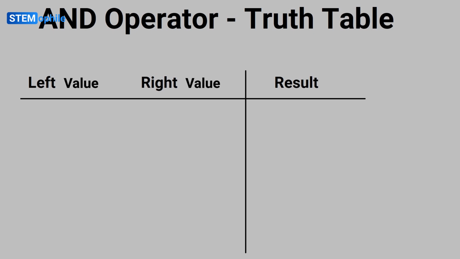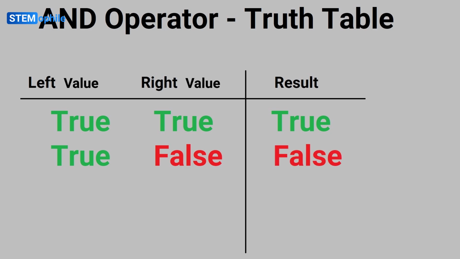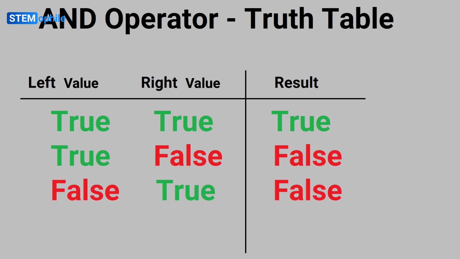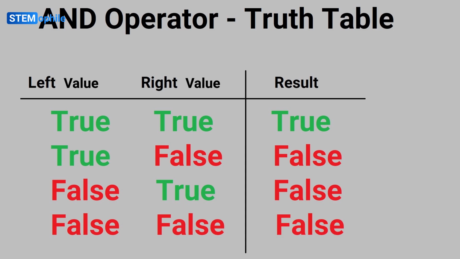Here's the truth table for the AND operator. True and true returns true. True and false returns false. False and true returns false. False and false returns false.